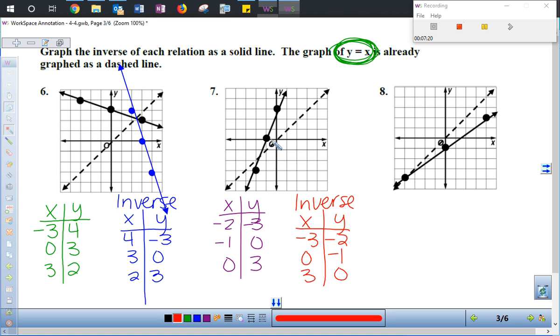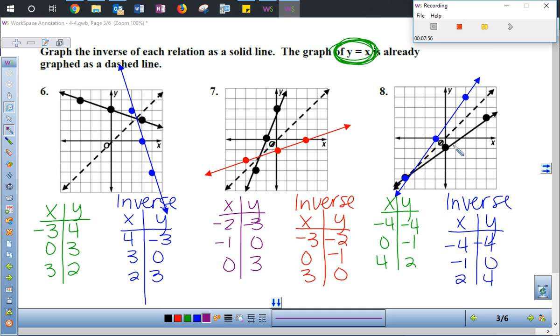Now we plot our points. So negative 3, negative 2, 0, negative 1, and 3, 0. Get your straight edge, and we can connect it all the way through. And again, notice right here, it definitely crosses each other on the dashed line. This line looks exactly like this line, but over the dashed line, which means that we have done it correctly. So next, go ahead and pause the video and do number 8 on your own.